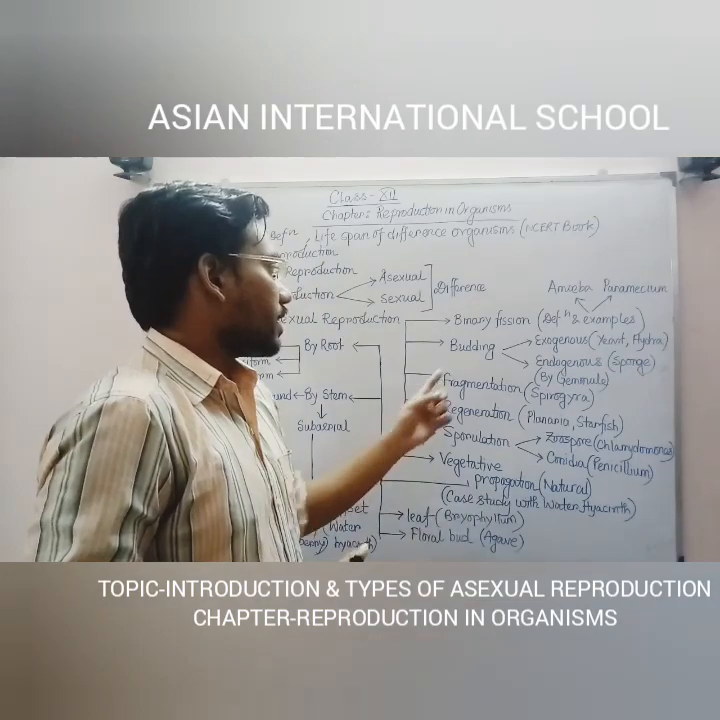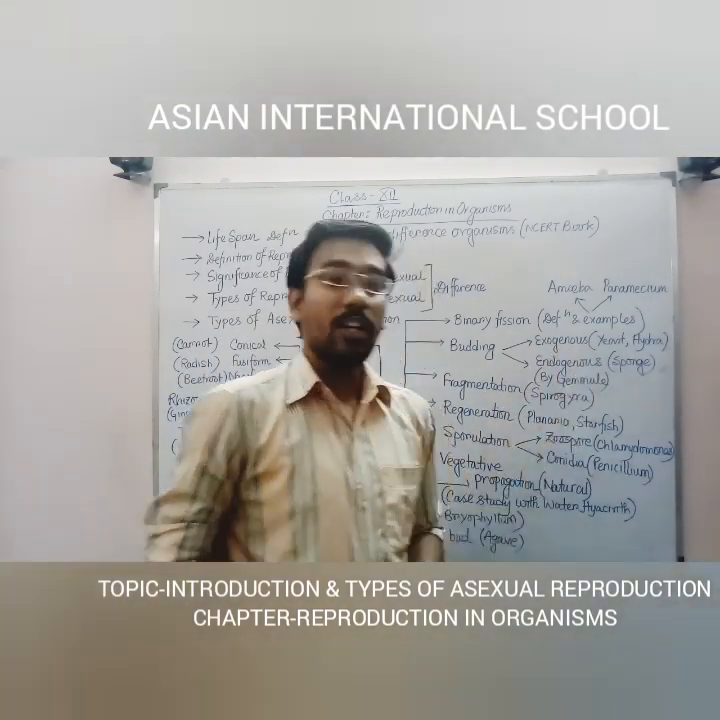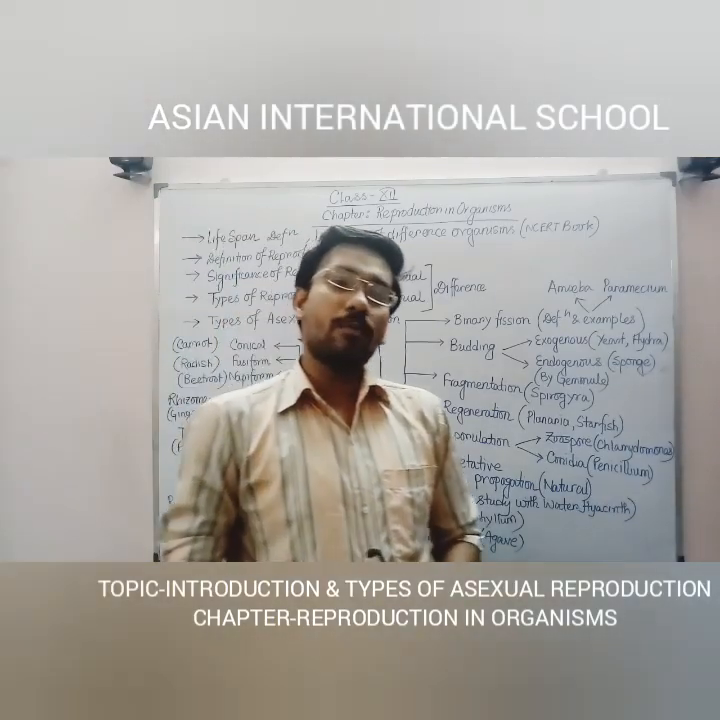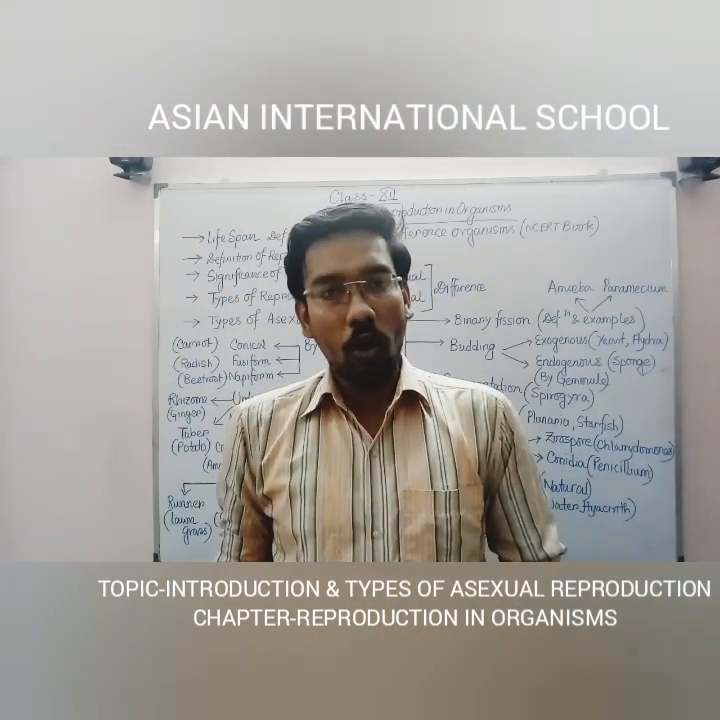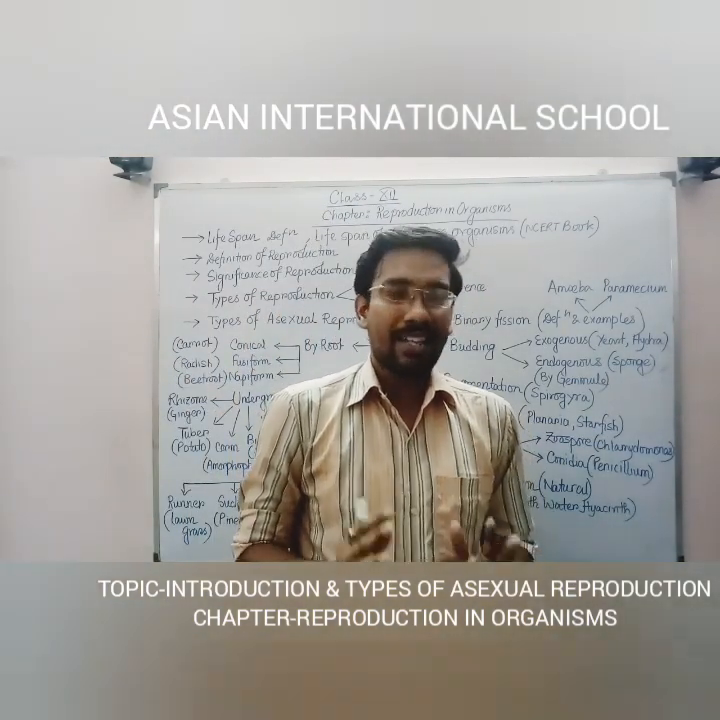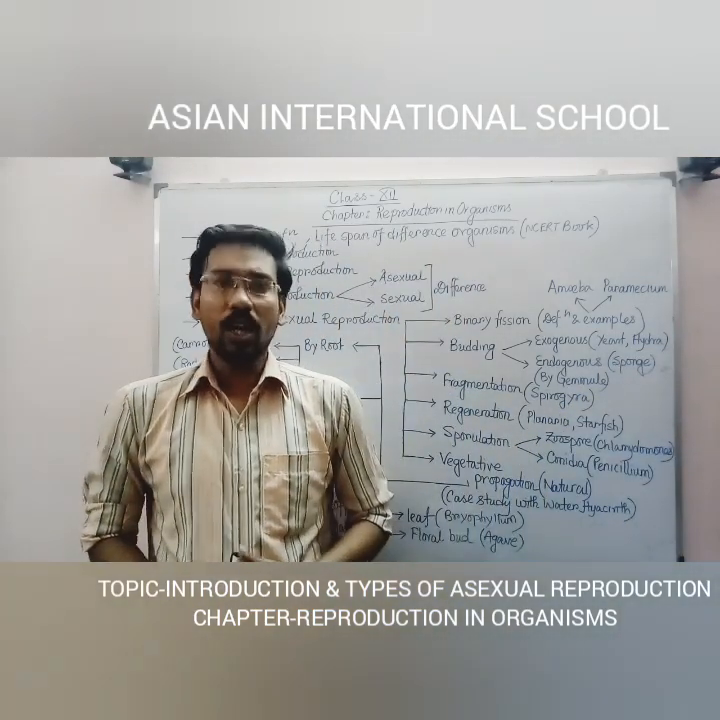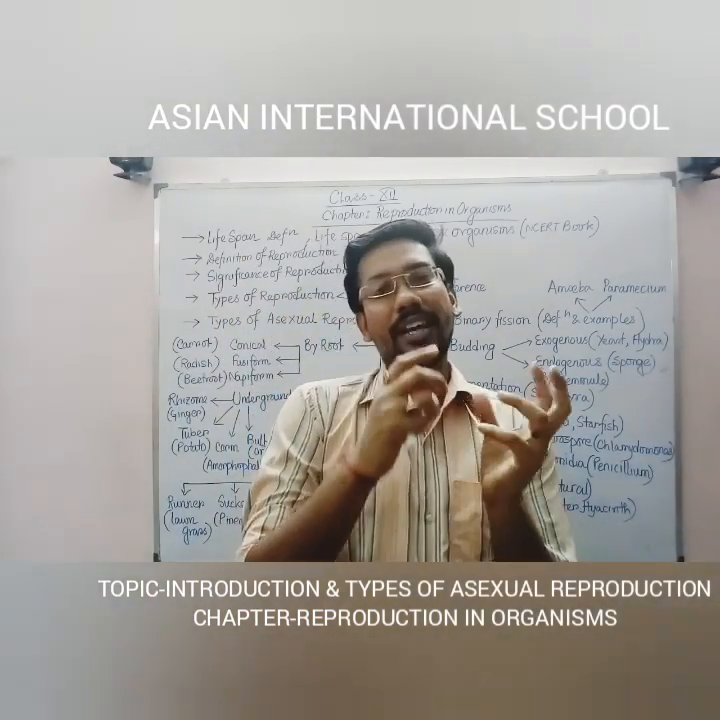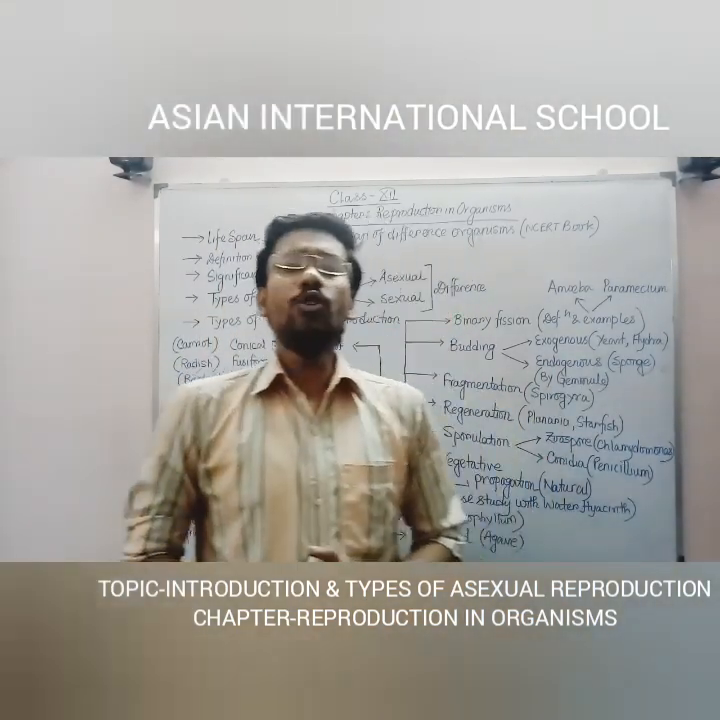In case of budding, two types are commonly found. One is exogenous budding, another one is endogenous budding. What is exogenous budding? When the bud or protrusion is created from the outer body surface of an organism, that is commonly known as exogenous budding. As an example, yeast and hydra. If you see their budding procedure, you will see that the bud is created from the outer body surface.